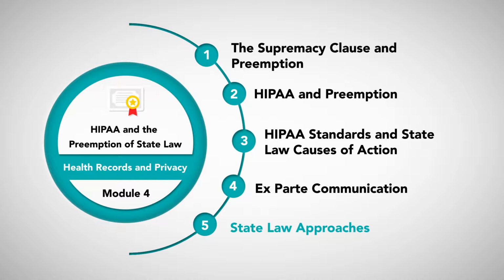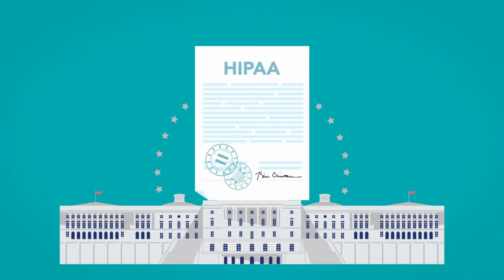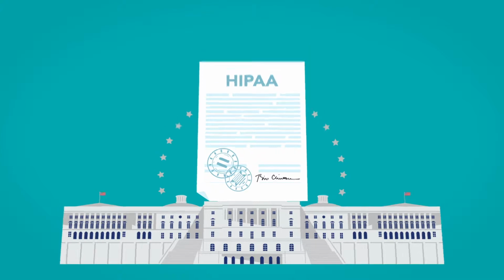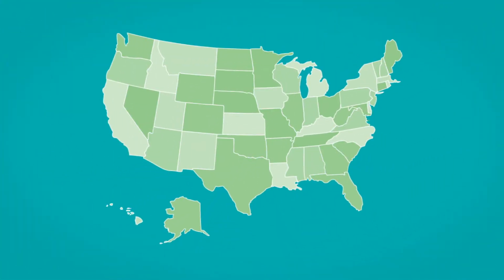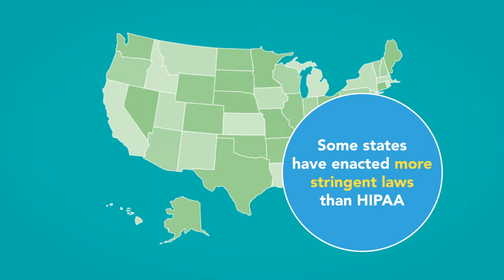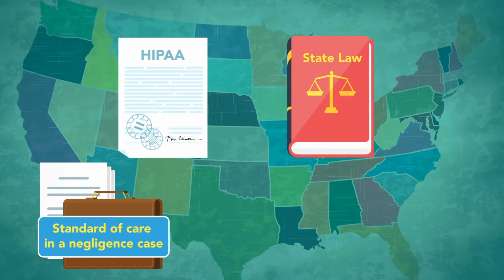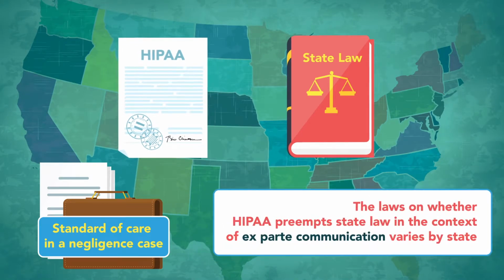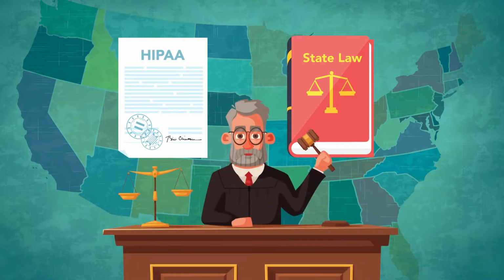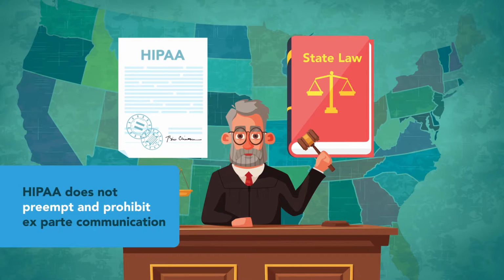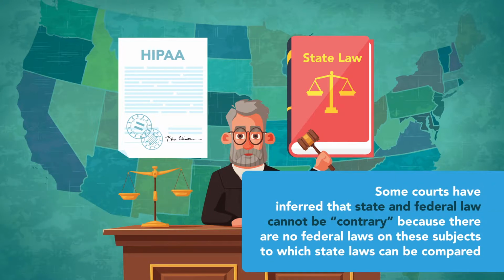State law approaches. Although Congress intended that HIPAA would establish certain national standards for health privacy, states differ in their approaches to privacy under state law. Some states have enacted more stringent laws than HIPAA protecting the privacy of personal health information. As with the standard of care in a negligence case, the laws on whether HIPAA preempts state law in the context of ex parte communication varies by state. Some state courts place importance on the fact that HIPAA does not preempt and prohibit ex parte communication. From this absence of regulation, some courts have inferred that state and federal law cannot be contrary because there are no federal laws on these subjects to which state laws can be compared.